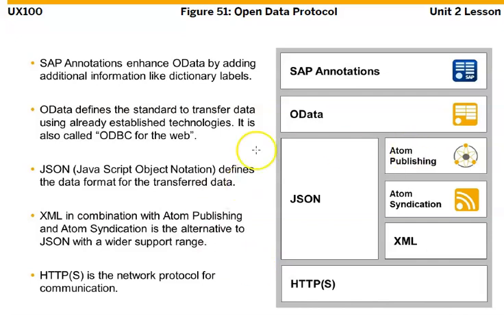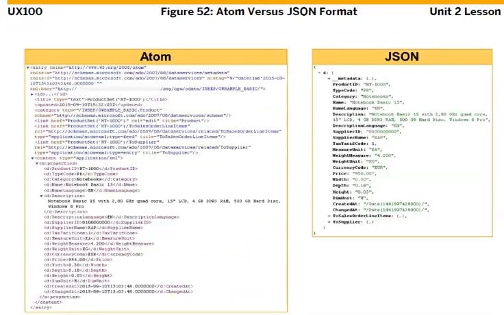SAP annotations means whatever we see on the top of this CDS view where we write @. These are additional information, like dictionary labels and so on. OData establishes the connectivity, and JSON, JavaScript Object Notation, defines the data format. The data format will be based on JSON and XML in combination with Atom publishing and Atom syndication. HTTPS is a network protocol for the communication. These are the things that we have here.